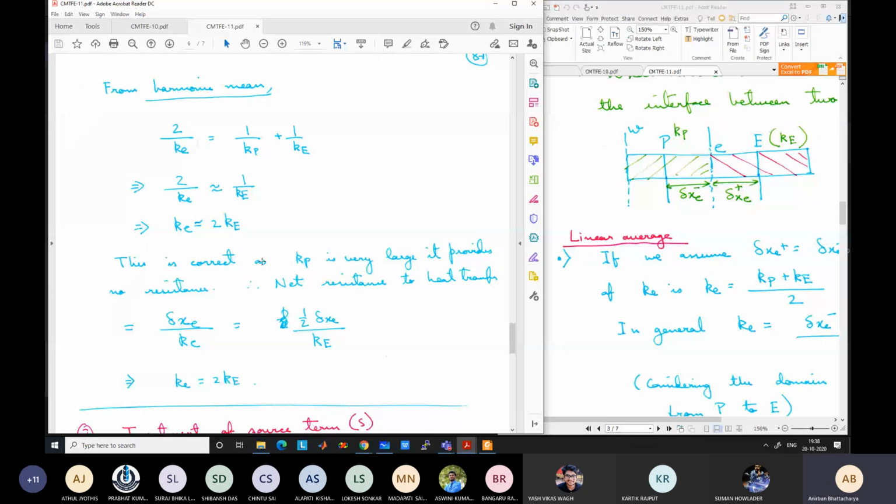It means the heat flux also should be very small, and that is the case in real life. The heat flux is very small if we have an insulator on one side of the composite material. The only thing is, why is this 2 instead of k small e equal to k capital E? It is because of the way you are calculating the heat flux.